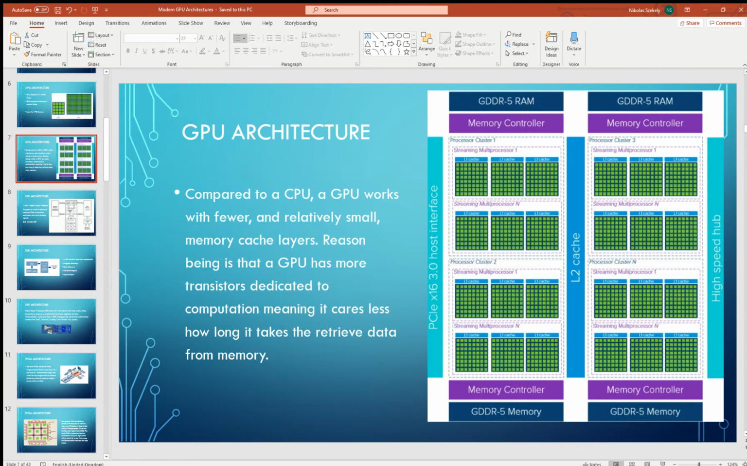A single GPU device consists of multiple processor clusters that contain multiple streaming multiprocessors. Each streaming multiprocessor accommodates a layer 1 instruction cache with its associated cores. Typically, one streaming multiprocessor uses a dedicated layer 1 cache and a shared layer 2 cache before pulling data from the global GDDR5 memory. Its architecture is tolerant of memory latency.